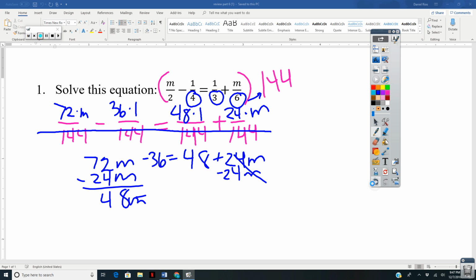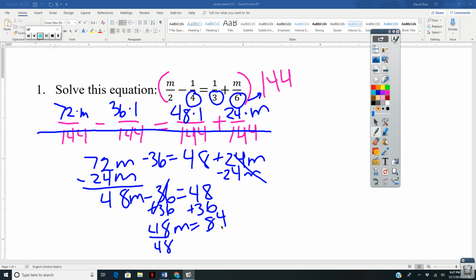Oh, let's write that again. 48m minus 36 equals 48. Then plus 36 on both sides. To cancel that out, we have 48m equals, I think it's 84. And then finally, we're going to divide by 48. If you divide that in the calculator, you're going to see it's not a whole number. That means you have to take 84 over 48 and simplify it.